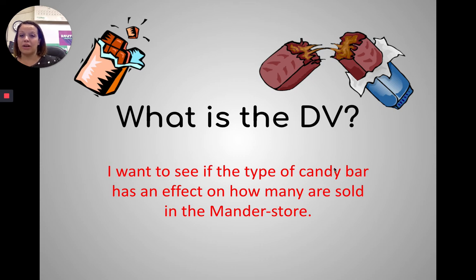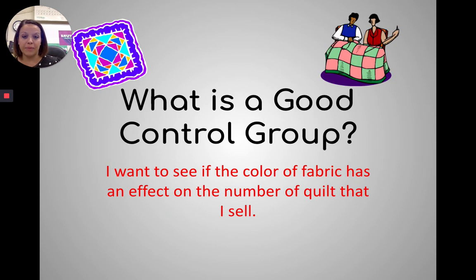What's my dependent variable? I'm going to measure how many of each candy bar that I sell, right? So if you were thinking that the DV is how many are sold, you are correct, okay? So in this one, the type of candy bar on how many I sell, the dependent variable is how many of each kind I sell.